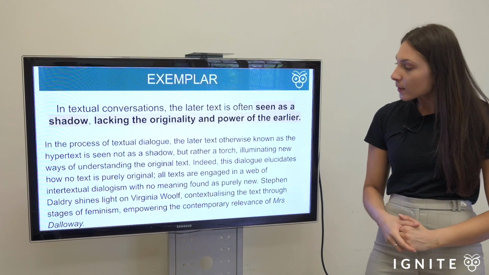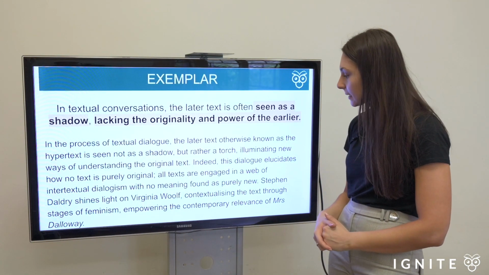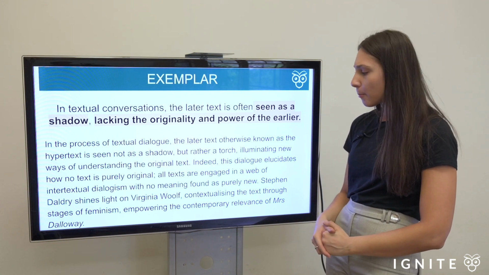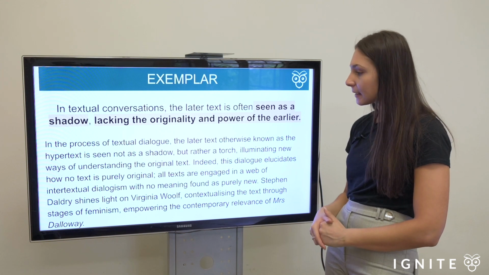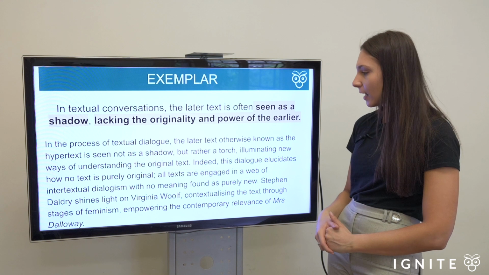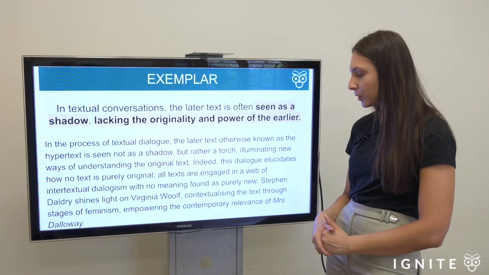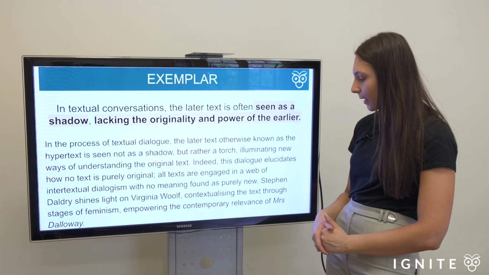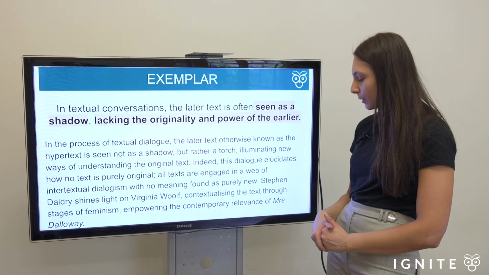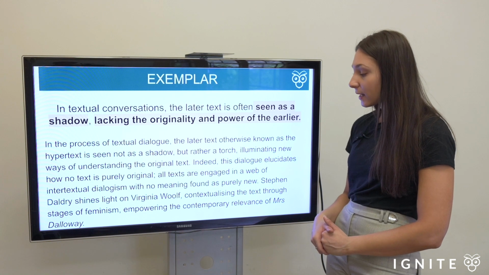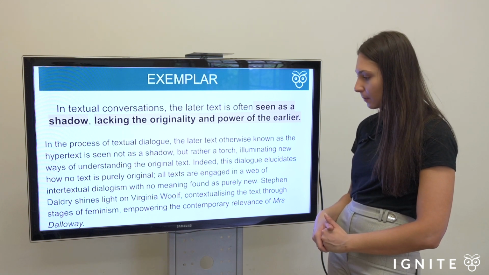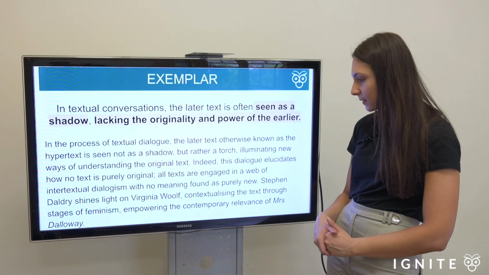So, in the process of textual dialogue, the later text, otherwise known as the hypertext, is seen as not a shadow, but rather a torch illuminating new ways of understanding the original text. Indeed, this dialogue elucidates how no text is purely original. All texts are engaged in a web of intertextual dialogism, with no meaning found as purely new. Stephen Daldry shines light on Virginia Woolf, contextualizing the text through stages of feminism, empowering the contemporary relevance of Mrs. Dalloway.